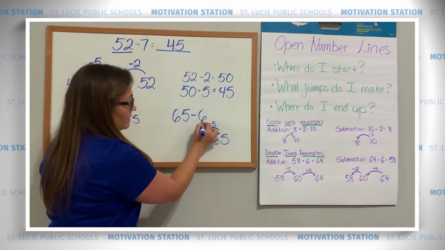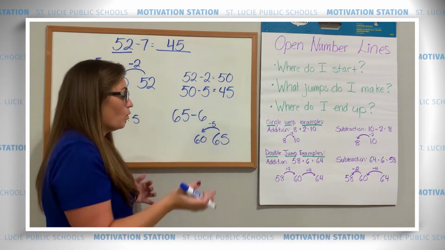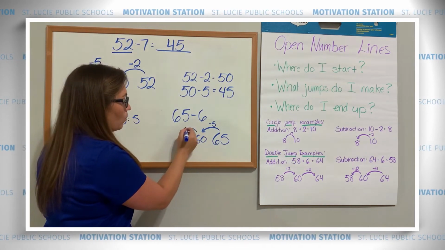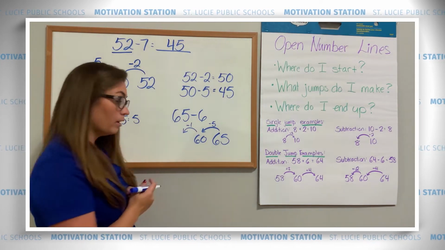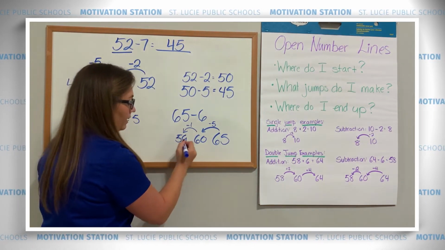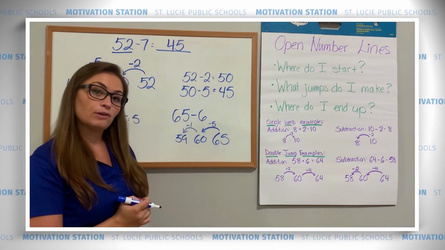Then we would need to figure out our second jump. If I'm taking away 6 and I've only taken away 5, how much more do I need to go? Well, 5 plus 1 more would be the full 6, so I would subtract 1 more, which would be 59. Now you've subtracted the full 6.